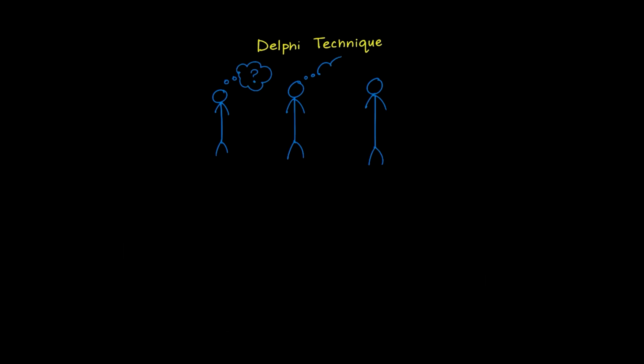The Delphi technique is a forecasting method where experts give predictions without meeting face-to-face. An intermediary collects each expert's forecast, shares it anonymously with the others, and they revise their predictions based on the group input. This cycle repeats until consensus emerges.